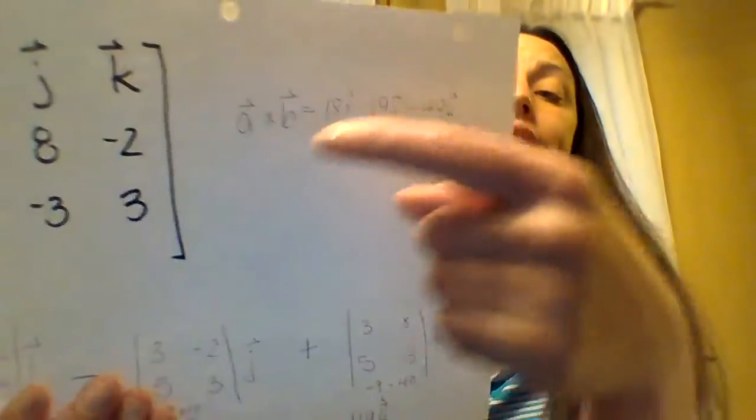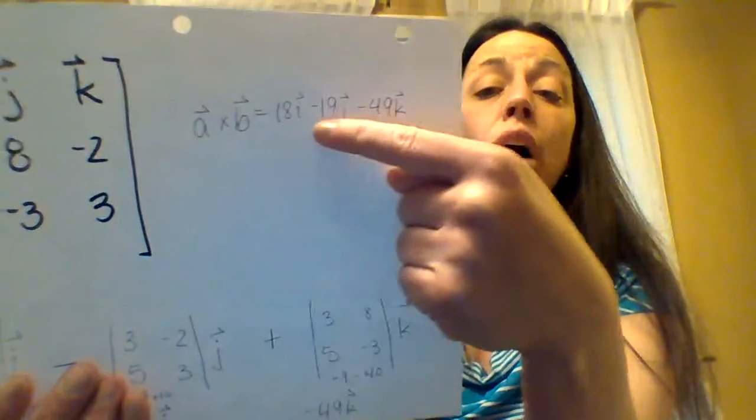So I'm going to write my answer right here. Guys, remember, right now I did A cross B. A cross B would be 18i minus 19j minus 49k. All right? And yes, sometimes some of the numbers are relatively the same. The other number is different.